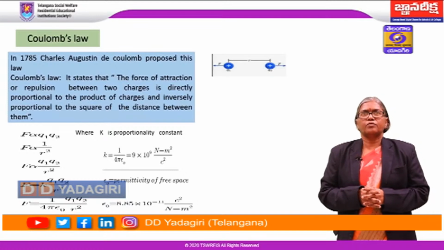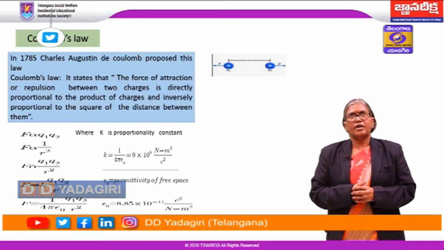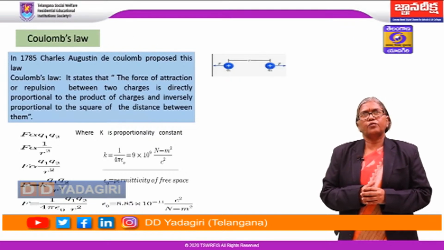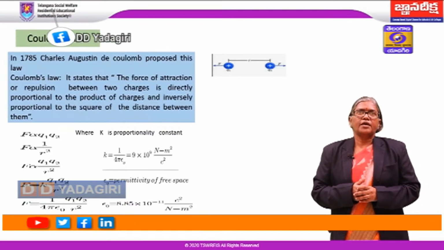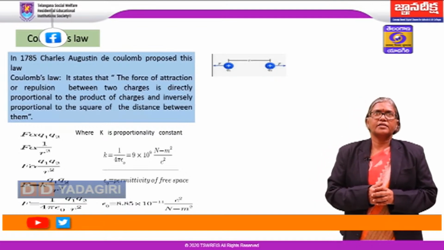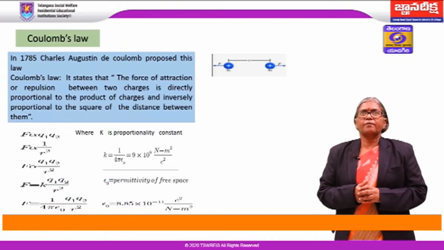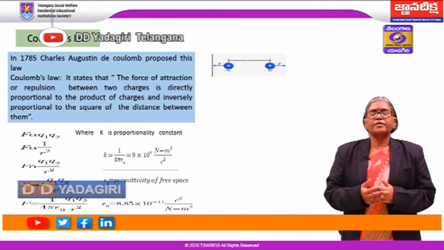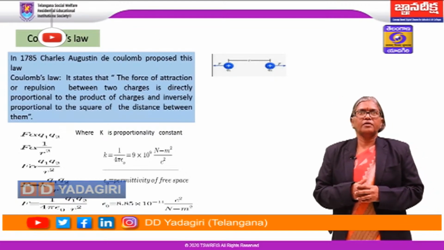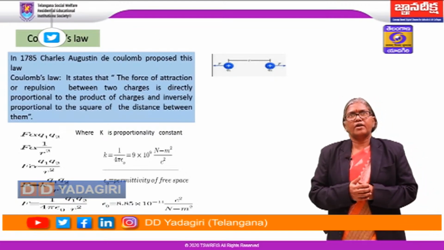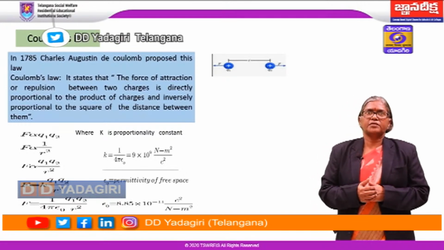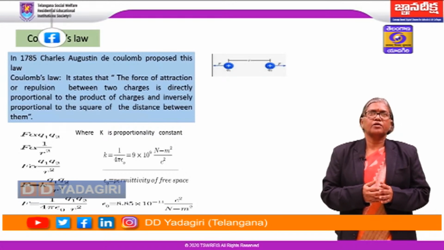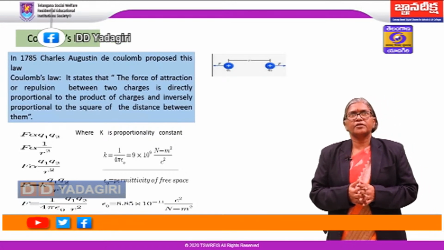Here K is equal to 1 by 4 pi epsilon naught and its value is found to be 9 into 10 to the power of 9 Newton meter square per Coulomb square. Here we got one more physical quantity, that is epsilon naught. It means permittivity of free space. This epsilon naught indicates the dependence of the force on the property of the medium. The epsilon naught value, that is permittivity of free space, is found to be 8.85 into 10 to the power of minus 11 Coulomb square per Newton meter square.